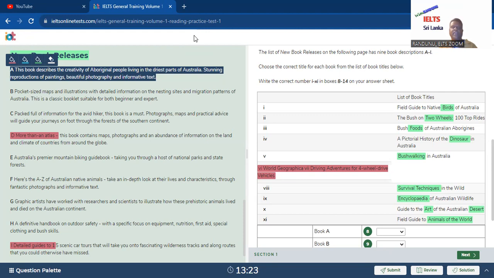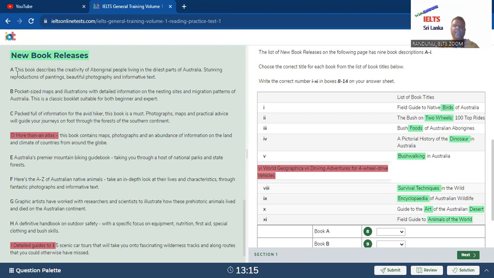So what is that? Some people have given the answer as 10. Let's see. 10. What is the answer for A? They say 10. 10 is desert, right? Art of Australian desert. Yes, that's the answer.